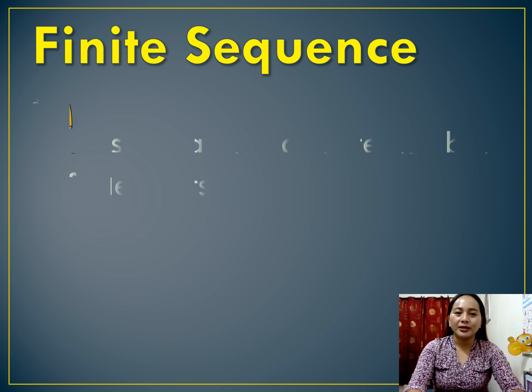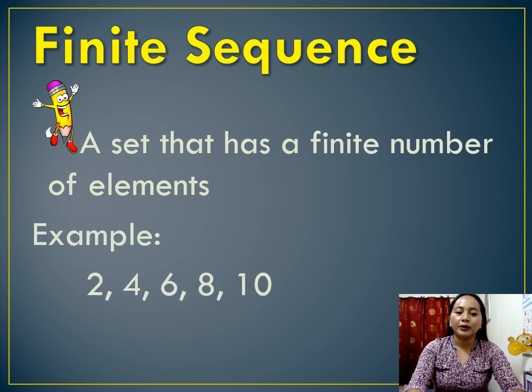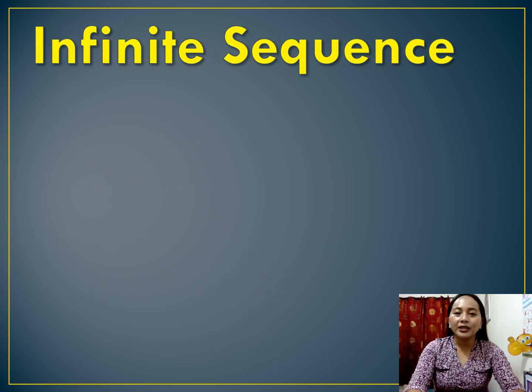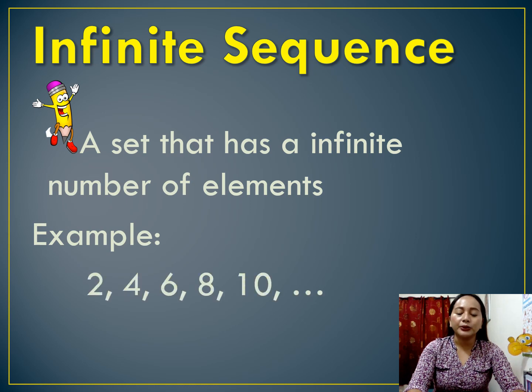Finite sequence. It is a set that has a finite number of elements. Example: 2, 4, 6, 8, 10. The last element is defined. Infinite sequence. A set that has an infinite number of elements. Example: 2, 4, 6, 8, 10, and so on, meaning the last element is not defined.